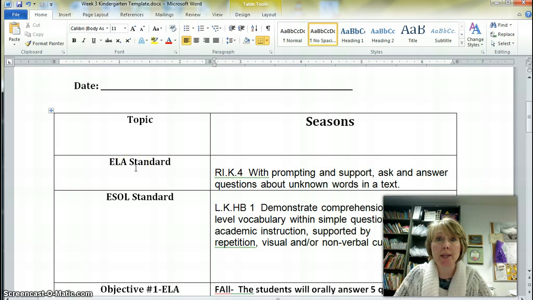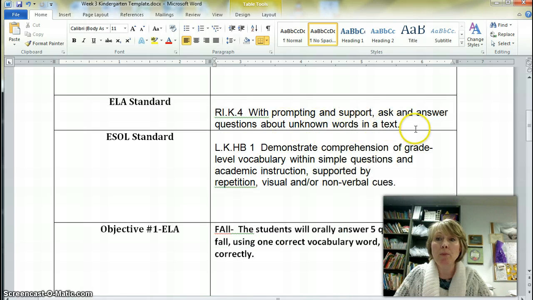For the English Language Arts standard, I got it from the Common Core Standards at ksde.org, and I found the Reading for Information section because seasons is more of an informative or expository text topic than a narrative. So I went with Reading for Informational Text, kindergarten grade level, fourth standard. The standard is, with prompting and support, ask and answer questions about unknown words in a text.